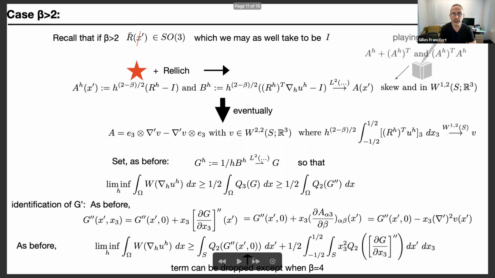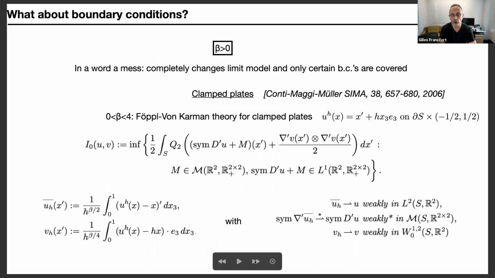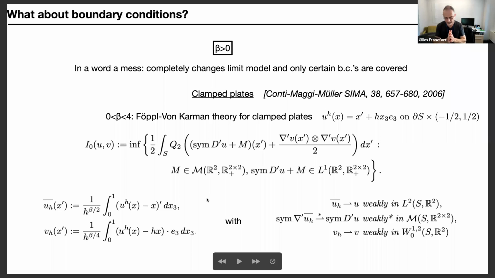So boundary conditions, you're very limited. So yeah, no, before I go there, let me say that again.